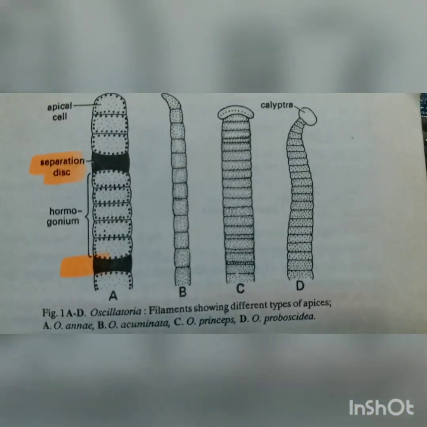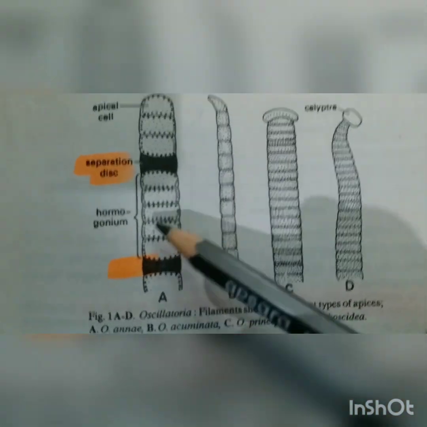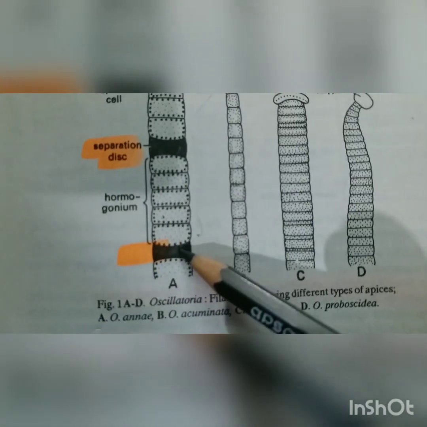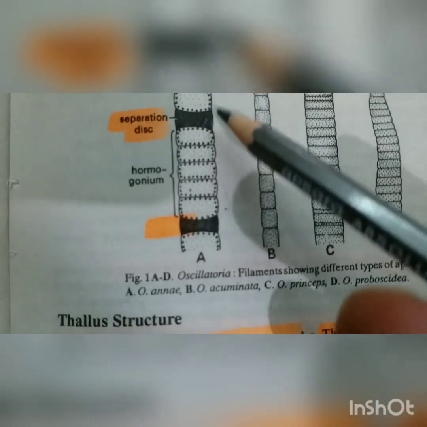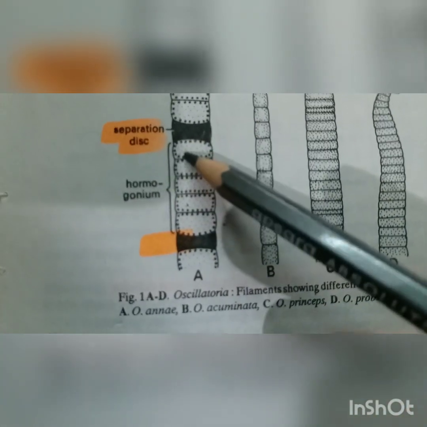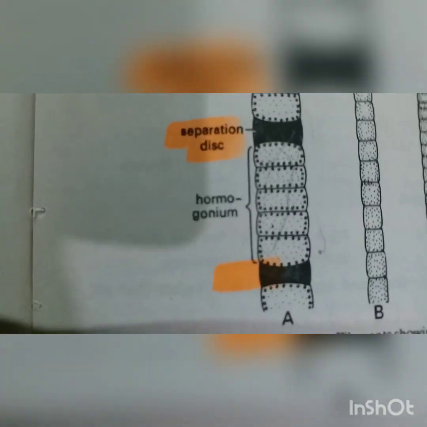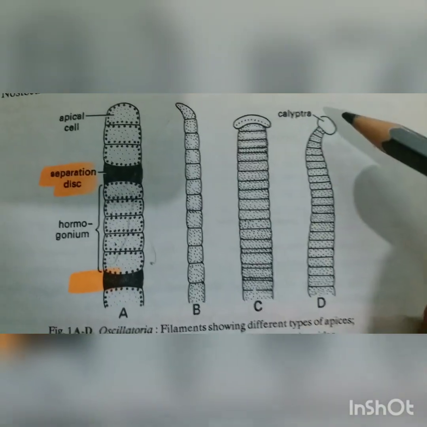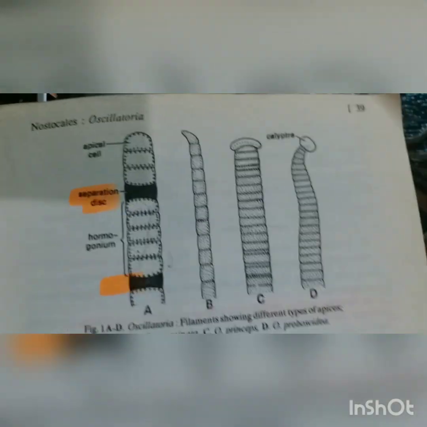See, this is the diagram, and this is an unbranched filament, and here some cells are filled with mucilage. They are called necridia, and they ultimately behave as separation discs, and the cells in between them start behaving as hormogonia. Okay, hormogonium. So this is the structure we are doing, and I also told you about the covering, the calyptra, right?